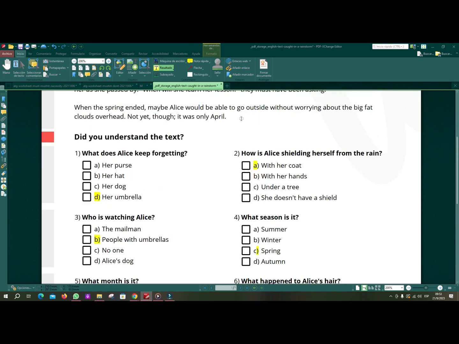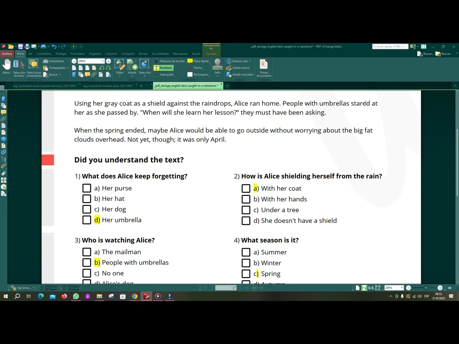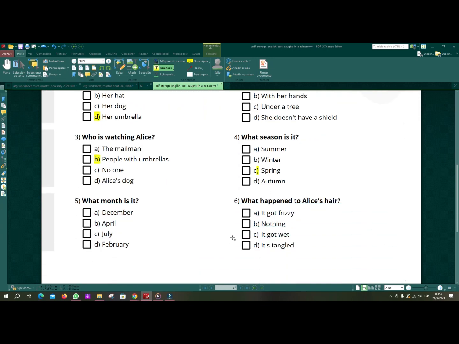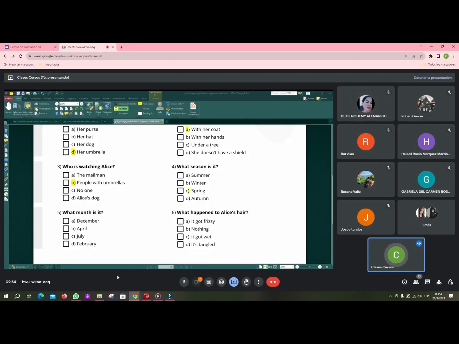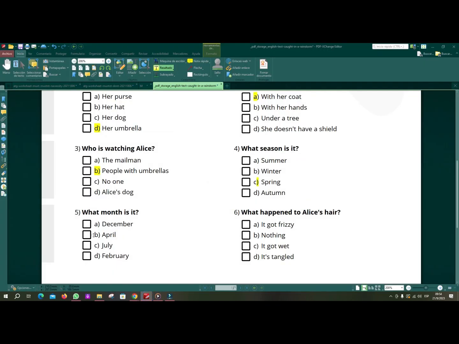Okay. So it says, people bears are help us. When the spring ending, maybe Alice will be able to go outside without worrying. So that is spring. Nice. 5. What month is it? ¿En qué mes están? According to that, letter B, letter B, April. Yes, Miss Daisy, that is letter B. April. Excellent.